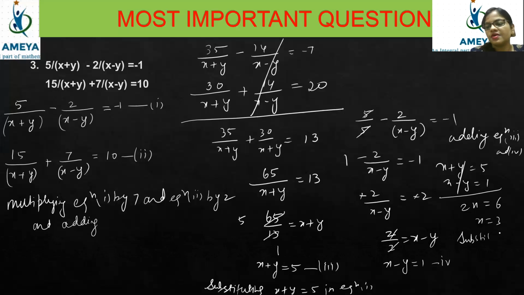Substituting x is equal to 3 in equation 3. So 3 plus y is equal to 5. So y is coming as 2. So finally you got x is equal to 3 and y is equal to 2 as the answer. Very little multiplication and addition. Only you have to do what? Take it as a separate one and you know how to cancel this one.